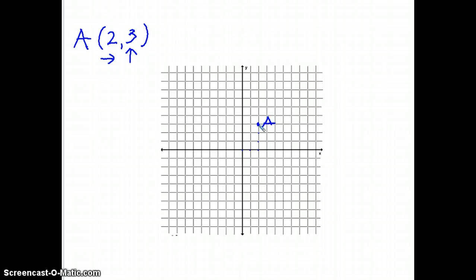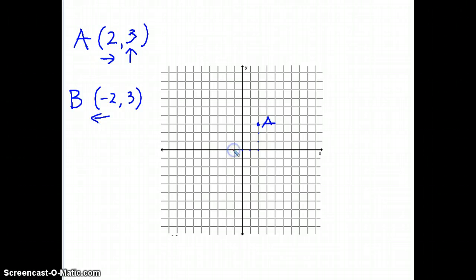Moving on to our second point. Our second point is B, and we're going to use -2, +3. Again, starting at the origin. We'll start at the origin, but now this time I will be moving left 2 units.